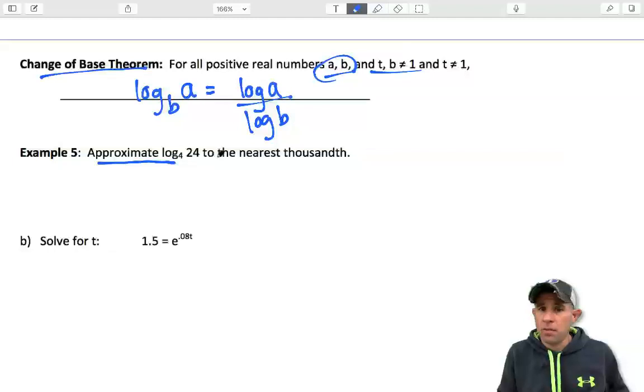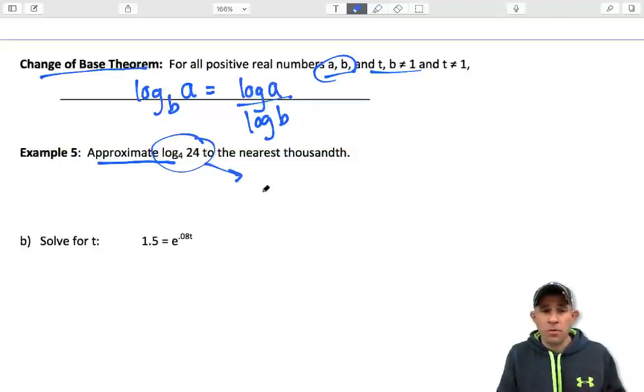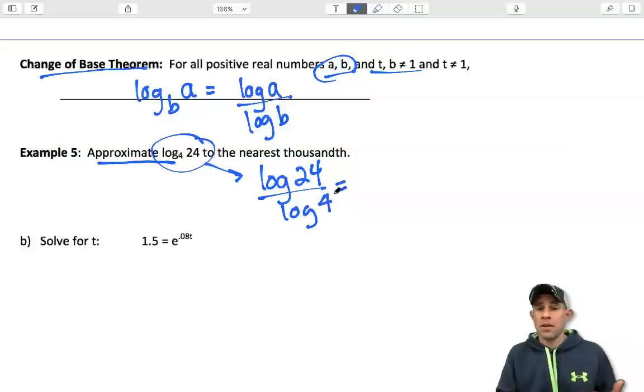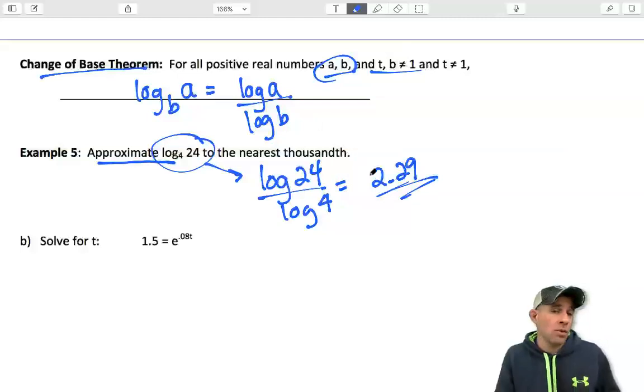It says approximate log base 4 of 24. We're simply going to use this change of base theorem because 4 is not a perfect square or cube to get me 24. So I'm just going to rewrite this as log 24 divided by log 4, and doing that on my calculator is going to give me my answer of 2.29. Now you guys got some fancy schmancy calculators. You can just type in log base 4 of 24 and get the same result.